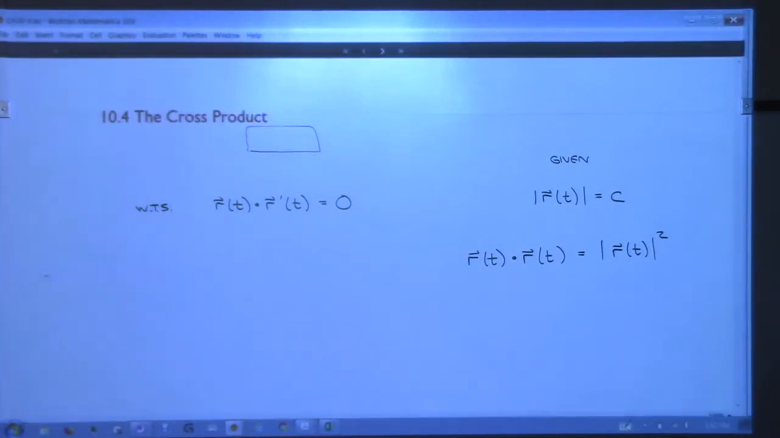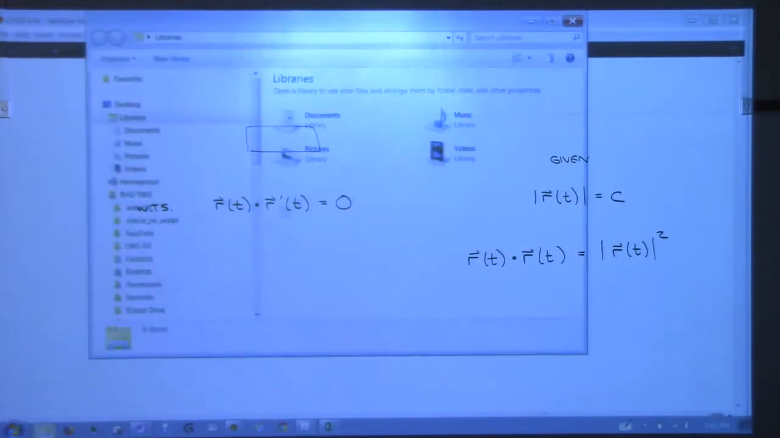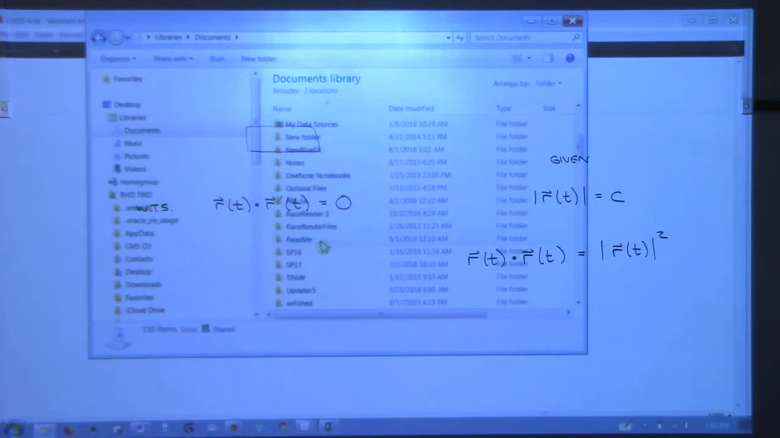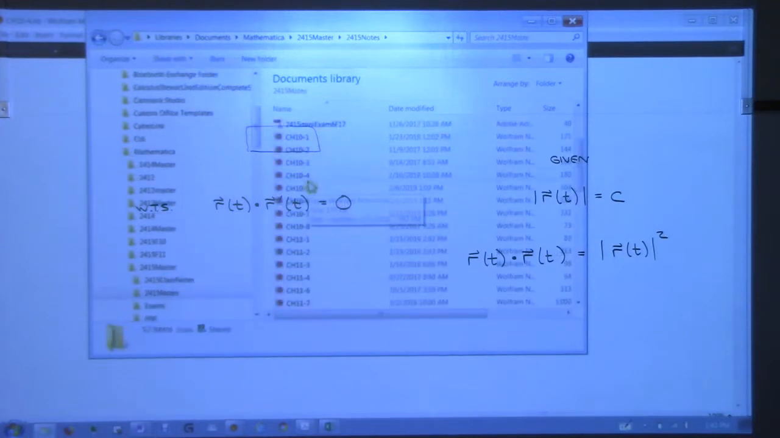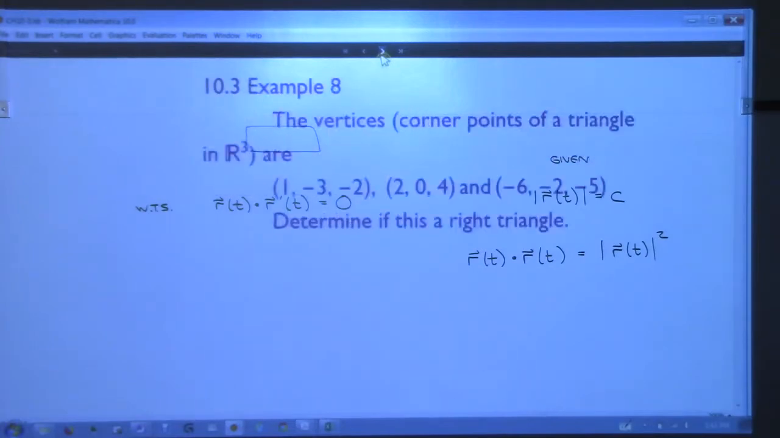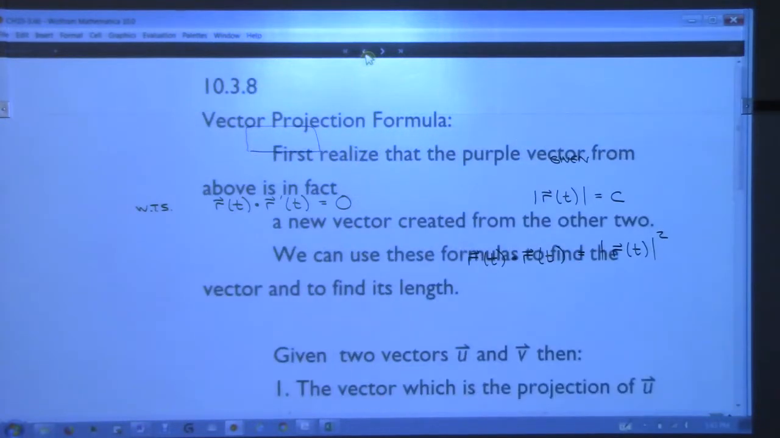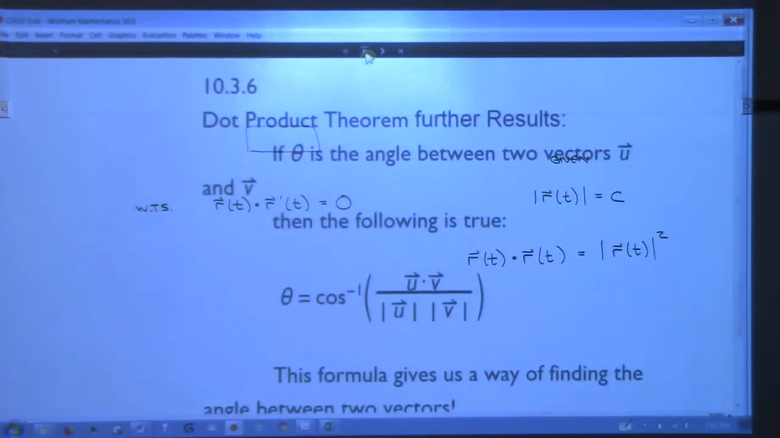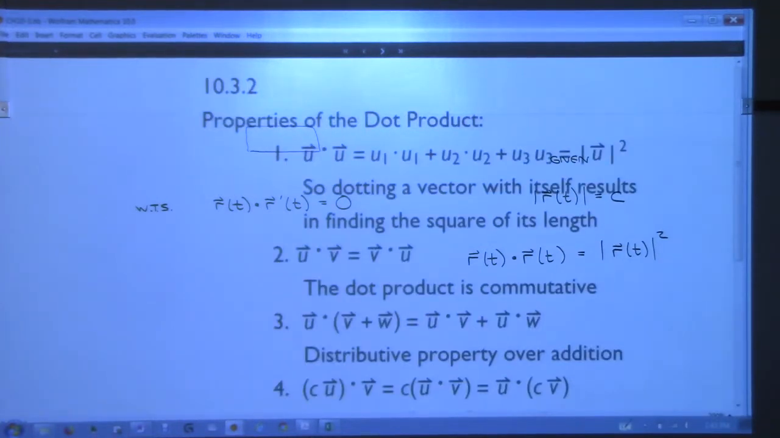Let me bring it up here. Dot, nope. Cross product, 10.3. Go to the 10.3 notes. Where am I? I'm losing it. There you go, it's in properties. Yeah, it's in the properties of the notes for 10.3. Oh, I passed it up. Come on. There we go, there it is.